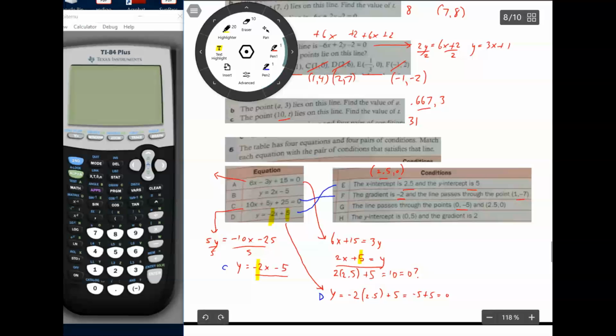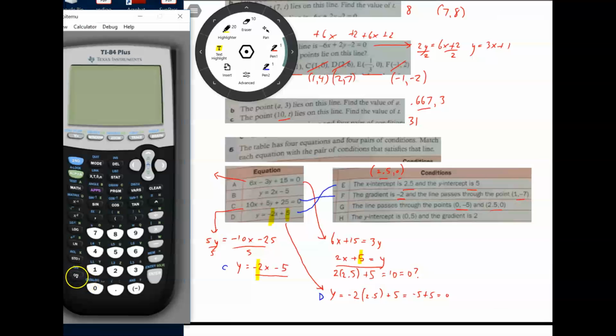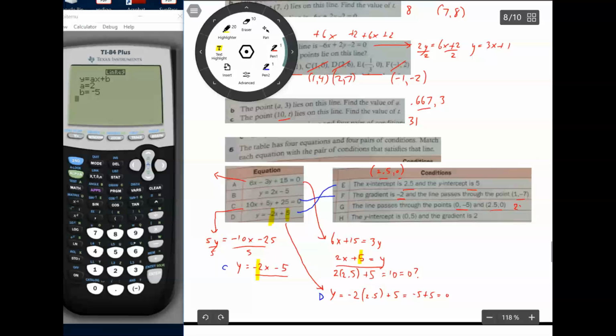The line passes through the points 0, negative 5, and 2.5, comma 0. I think the easiest way is, since they gave us 2 points, why don't we do ln reg on it and see what the equation will be. Stat calc, or stat edit, and we put 0, negative 5, and 2.5, comma 0. And we do stat calc ln reg for calculate. Enter. And it's 2x minus 5. So this one is going to be 2x minus 5. Do we have 2x minus 5 anywhere? Yeah, the value for option B.